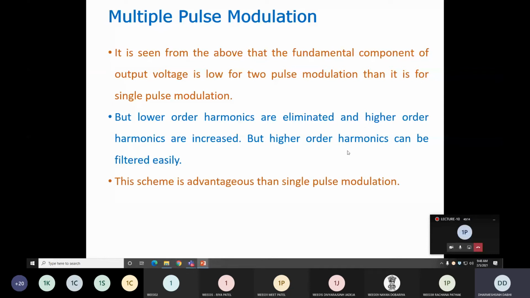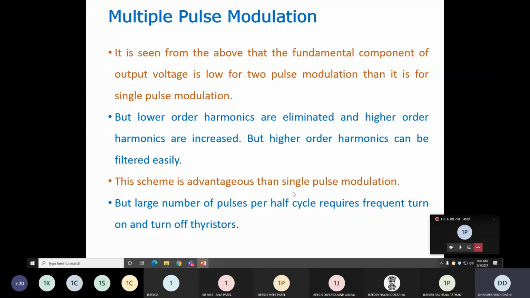Clear? So that's why they say that harmonics can be filtered out easily, and this scheme is advantageous over single pulse modulation, because in the single pulse modulation technique, the lower order harmonics are very high. So if you want to remove the lower order harmonics, you must select the multi-pulse modulation technique so that you can generate a large number of pulses per half cycle. For that, you require to turn on and turn off your thyristor frequently.